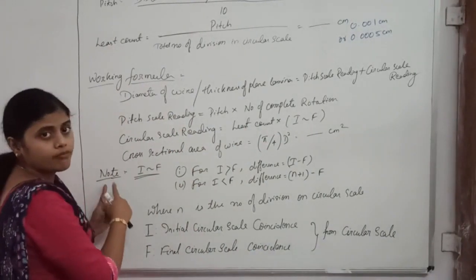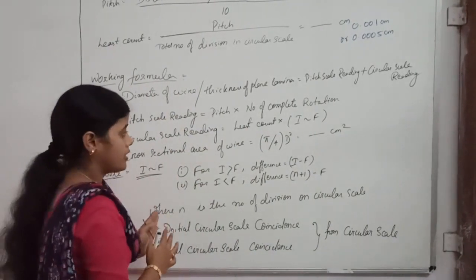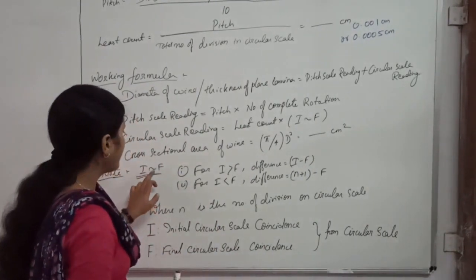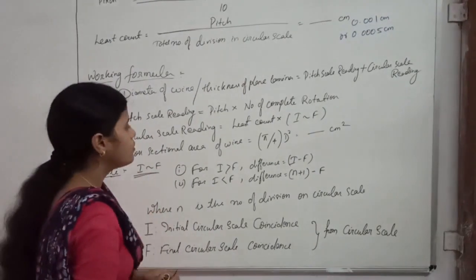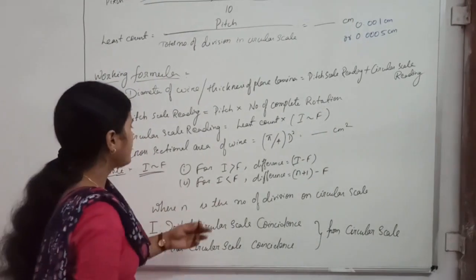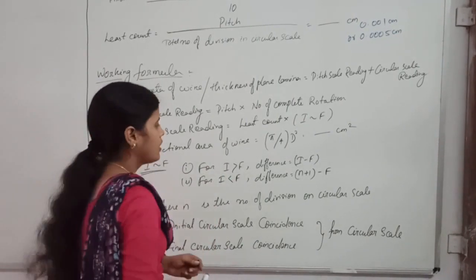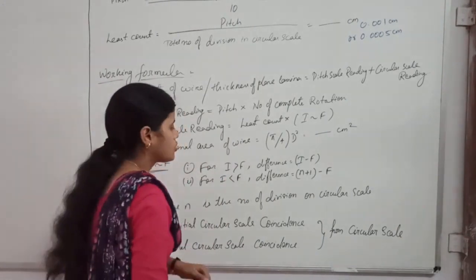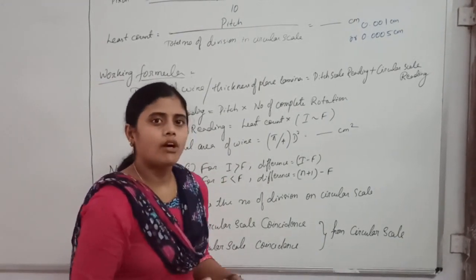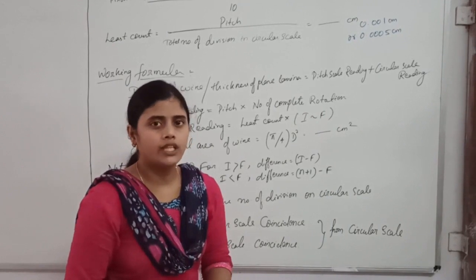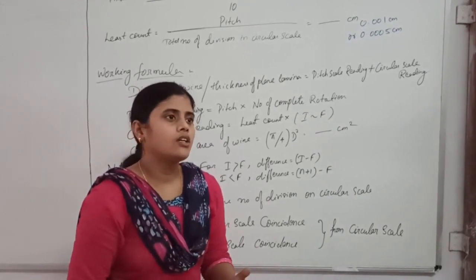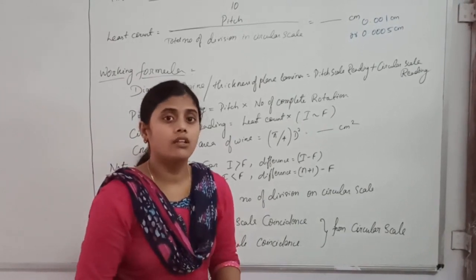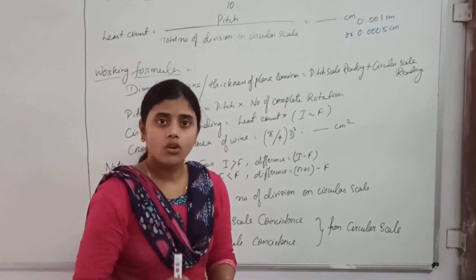Now come to the note. This is the most important part of this experiment, otherwise many students make mistakes here. While finding the I F difference, they forget to check whether the value of I is more than F or less than F. So what they basically do wrong: suppose they found the final reading as 40 and initial reading as 20. They will do 40 minus 20, that means final minus initial, which is a wrong way to do.